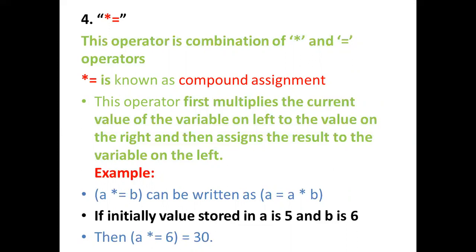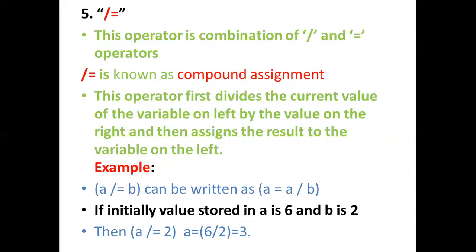Now we have to perform two operations. First operation is a into b. Initial value of a is 5. Initial value of b is 6. 5 into 6 is 30. Now second operation is assignment. We will assign value 30 to variable a. So a's final value is 30.